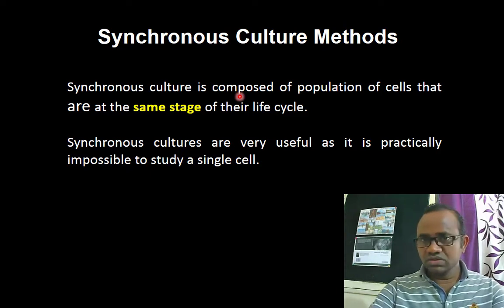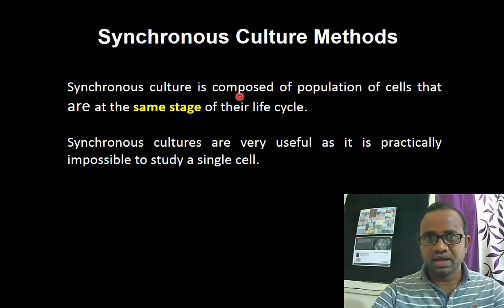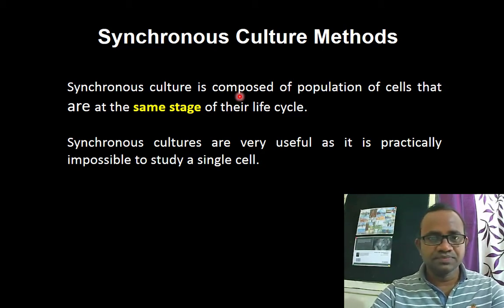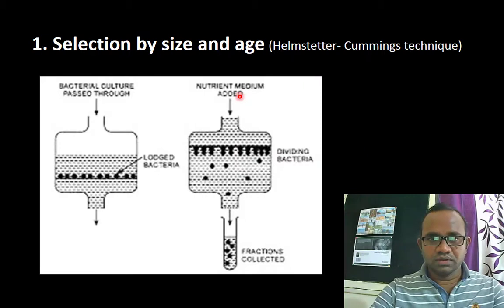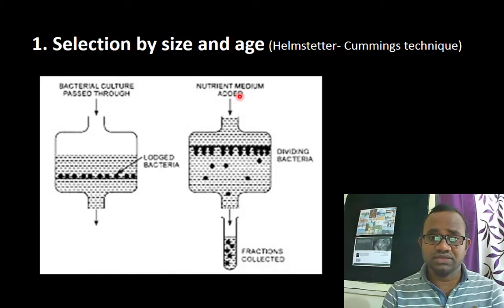So synchronous culture can be obtained, and this is very important. When we have to study the bacteria, we have to study the bacterial growth pattern at the same stage. So synchronous culture becomes very important in order to study the bacteria. To obtain the synchronous culture, there are 2-3 methods. The first method is selection by age and size.